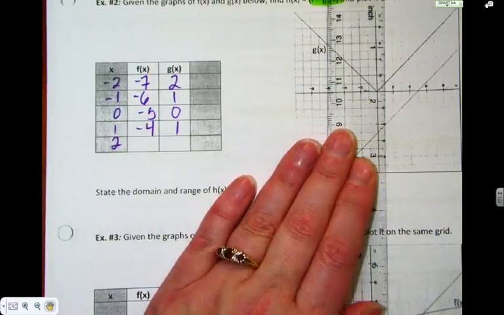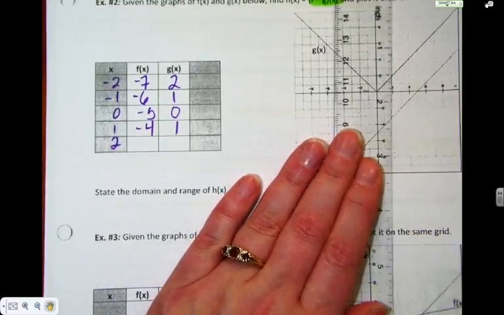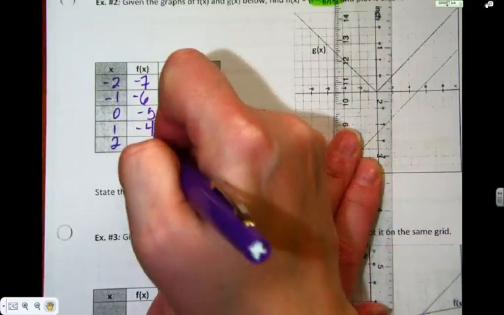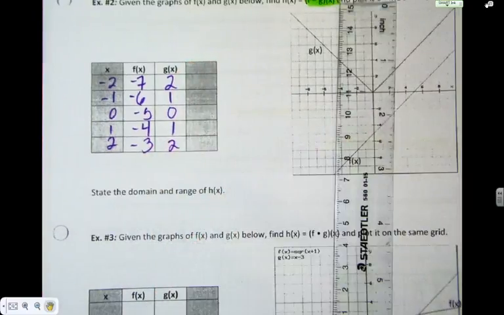Confirm -4 and 1. Talia, take your earphone out. And over to 2. -3 and 2. Confirm.